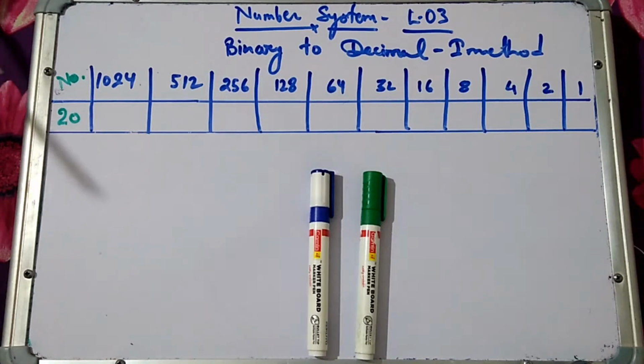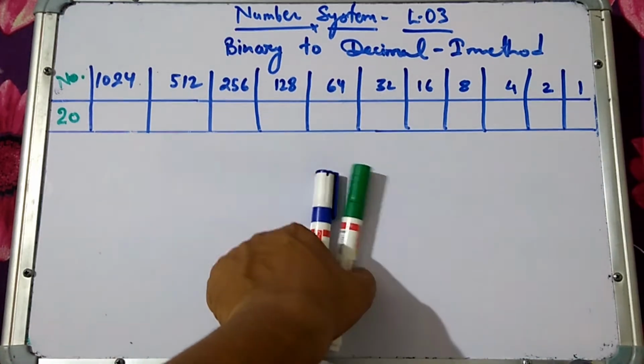As you have remembered, we converted the decimal number 20 to the binary number system. Similarly, now we will have the binary and we will get the decimal number with that. So how will we do this? Let's see.